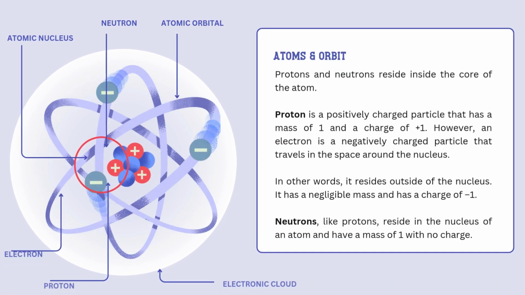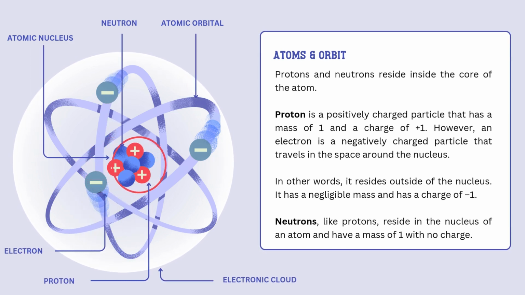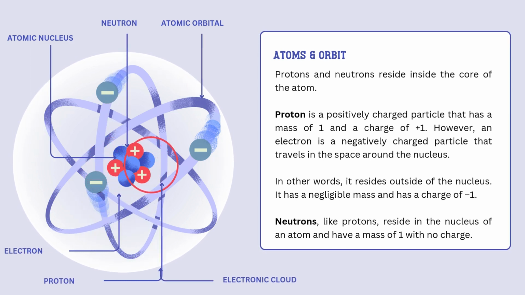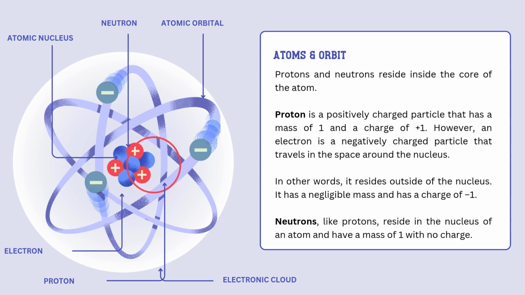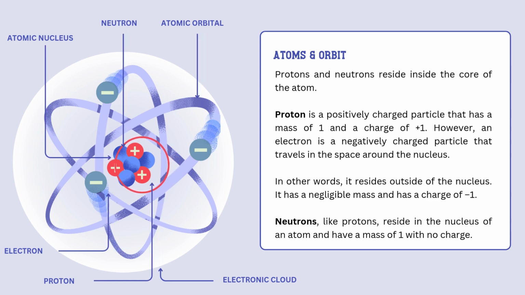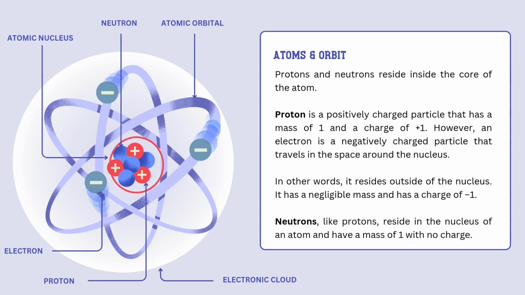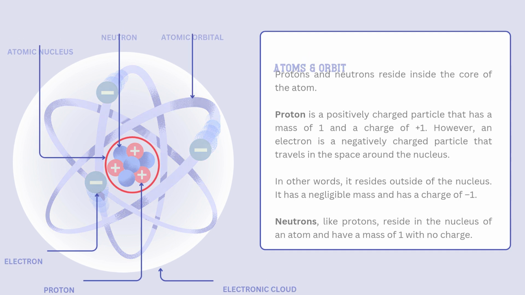Proton is a positively charged particle that has a mass of 1 and a charge of +1. However, an electron is a negatively charged particle that travels in the space around the nucleus. In other words, it resides outside of the nucleus. It has a negligible mass and has a charge of -1. Neutrons, like protons, reside in the nucleus of an atom and have a mass of 1 with no charge.